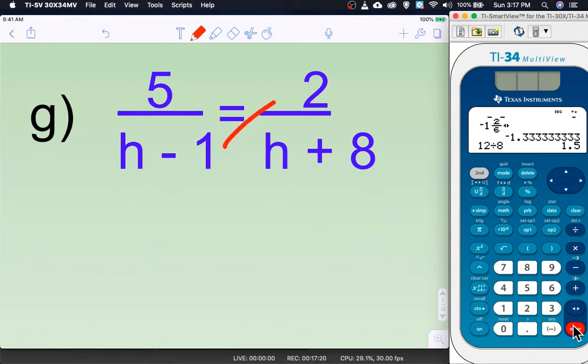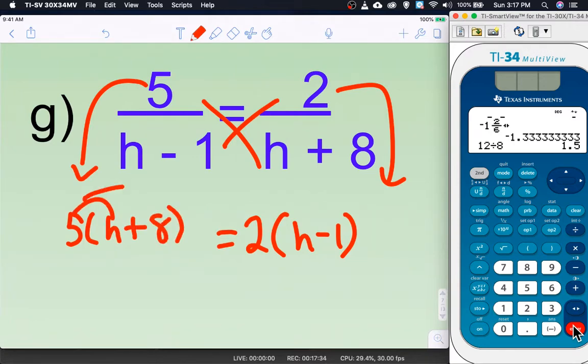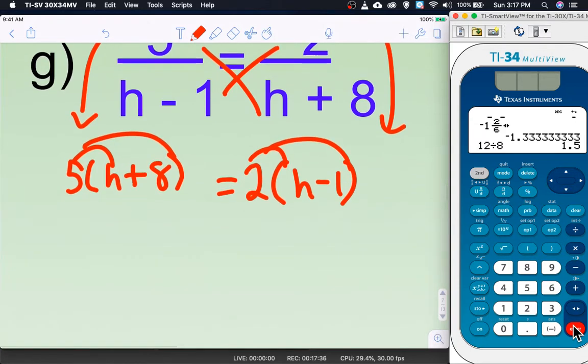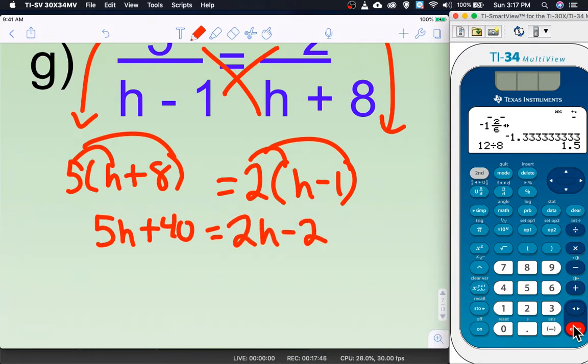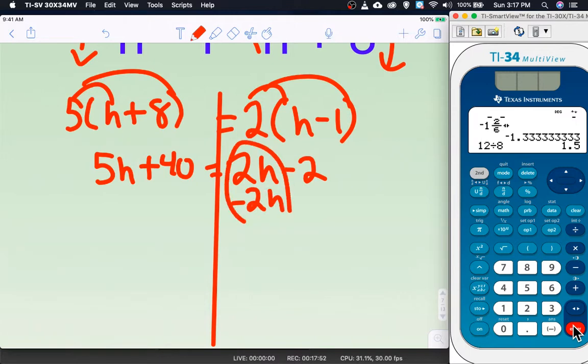All right, let's see how you did. So I'm going to multiply. That's 2 times h minus 1, and that is 5 times h plus 8. I'm going to distribute to get rid of the parentheses on both sides. So on the left, we have 5h plus 40. On the right side, we have 2h minus 2. To solve the equation, I am going to get rid of the variable on the right by subtracting 2h on both sides.